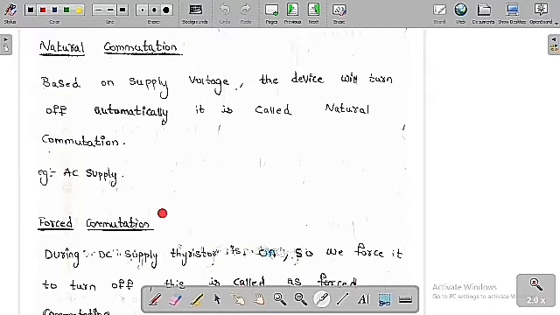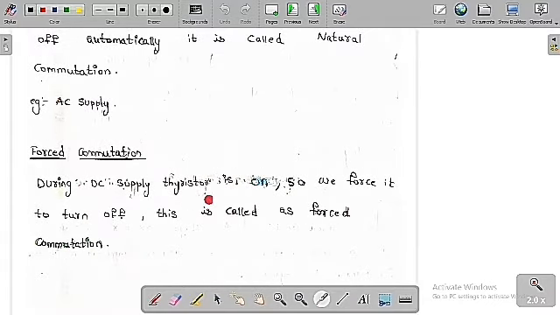Then I will discuss forced commutation. With a DC supply, the thyristor is on, so we force it to turn off. This is called forced commutation. If you take a DC supply, then definitely the thyristor will always be on, but we want it off. Then we keep an external circuit across the SCR. The circuit ensures that this device gets turned off, means the circuit makes a negative voltage across the thyristor, or makes the anode to cathode current lesser than the holding current. By this process it turns off the thyristor in a forced manner. So this is called forced commutation.